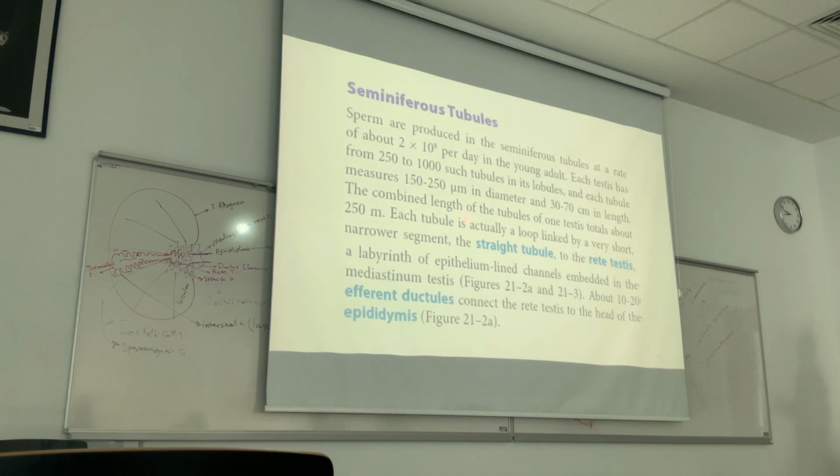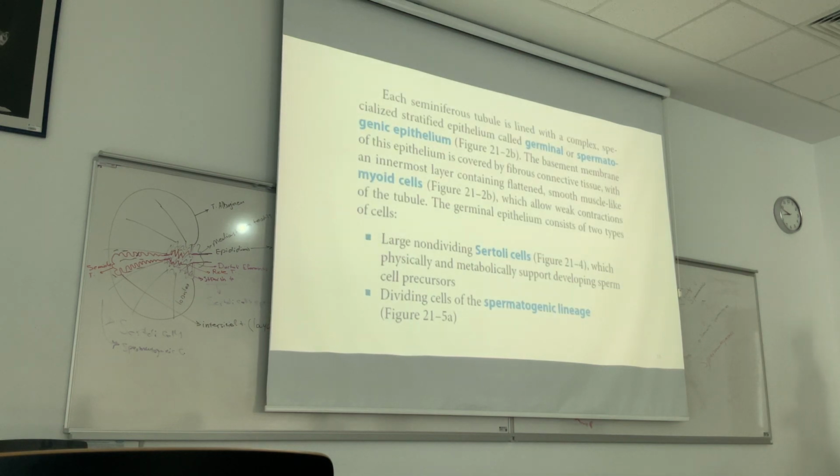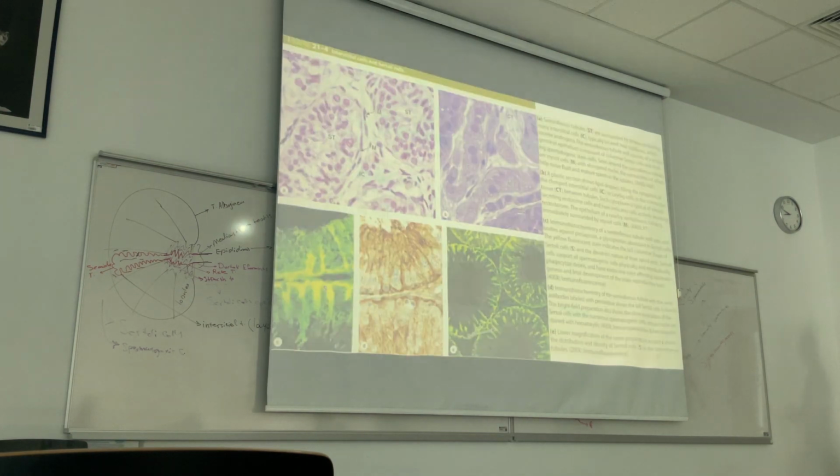seminiferous tubules, as you know, continue with straight tubules, and then rete testis. The rete testis is connected with the efferent ductules and then connected with epididymis. We talked about this part. In the wall of seminiferous tubules, as you know, we have the germinal epithelium or spermatogenic epithelium. In outer side we have myoid cells. In the wall we have the Sertoli cells and spermatogenic lineage.